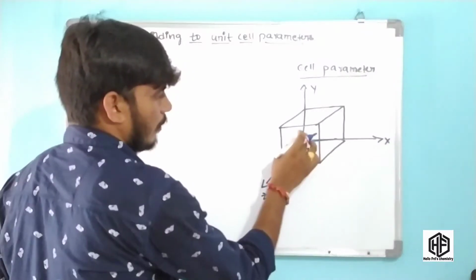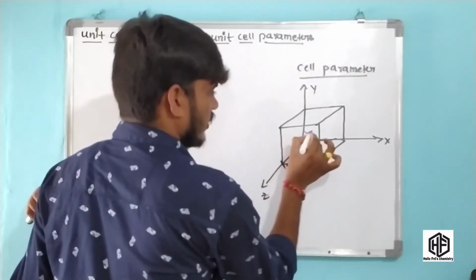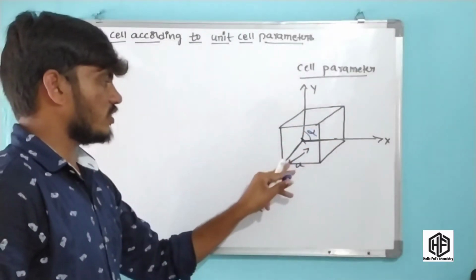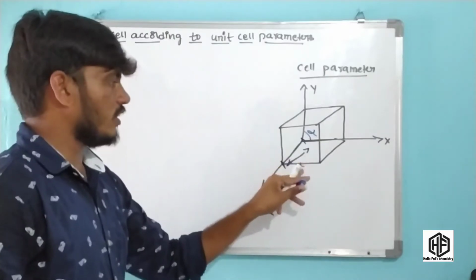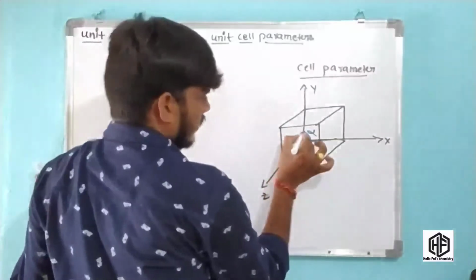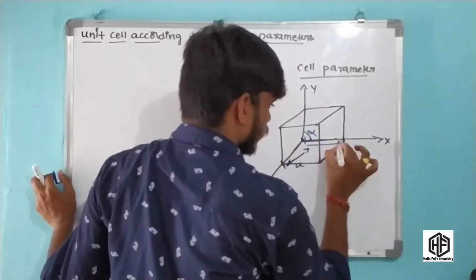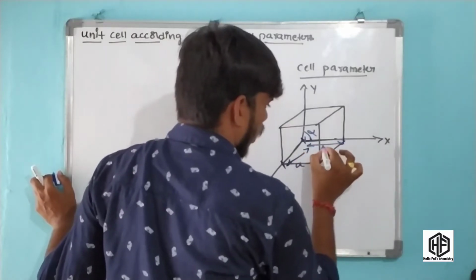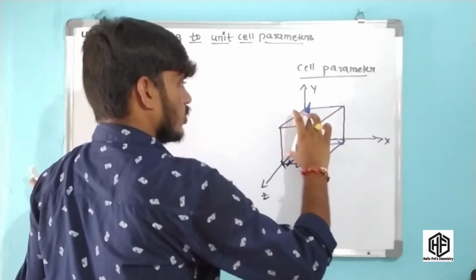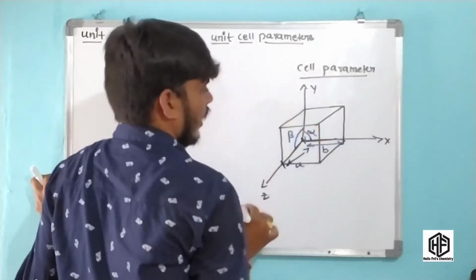This length is perpendicular to these two axes. This angle is alpha, okay friends. The length of this side is a, and this a is perpendicular to these two axes. The angle between these two axes is alpha. Another edge length is b, and b is perpendicular to these two axes, with angle beta.